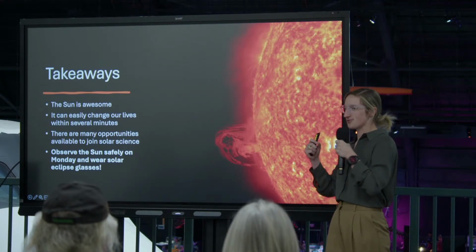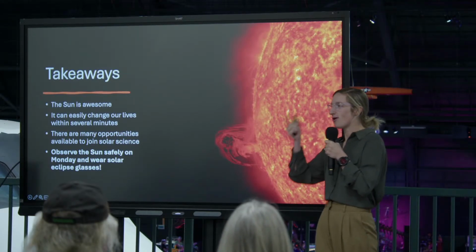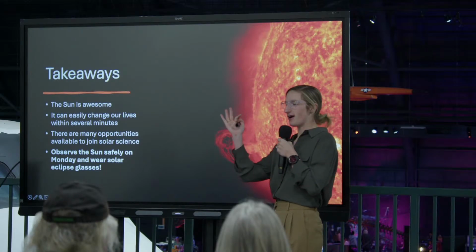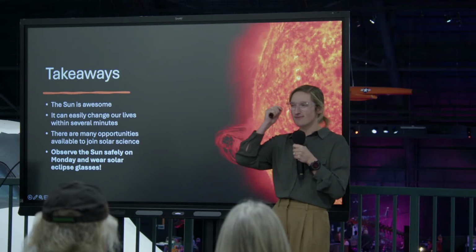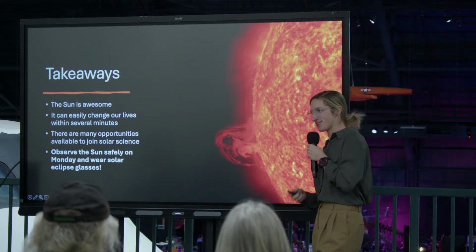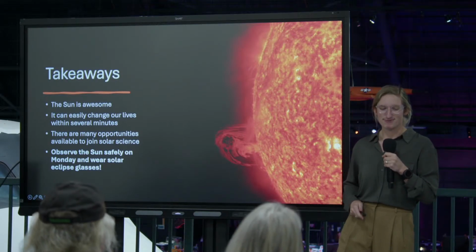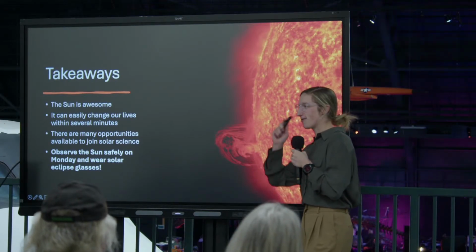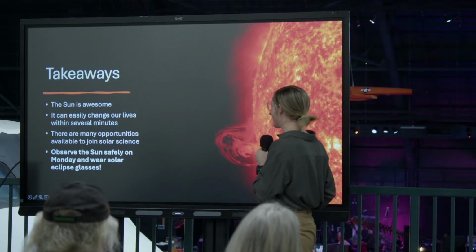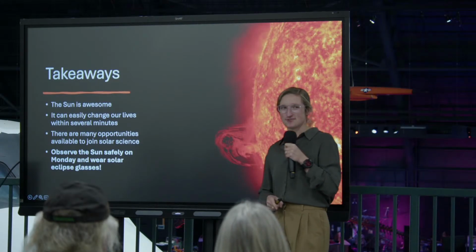Wear your glasses when you're supposed to, when you're staring up at the sun. You can take them off during totality, but when that moon starts to move off from the sun, put them back on. And I want to stare at the sun all the time too, but protect your eyesight. Don't be like Galileo, who lost his eyesight staring at the sun. And wear your solar eclipse glasses when you should.